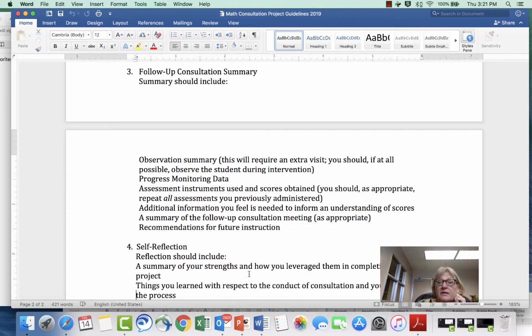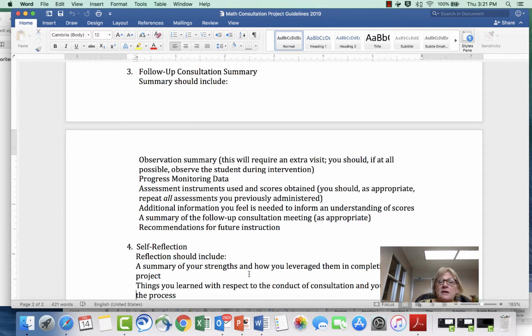You're going to go back, you're going to observe again. And if at all possible, you should observe the student during the intervention. So try to find out when you are going to be using the strategies and materials that were recommended. Go observe that. You're going to gather that progress monitoring data as you're going, and you're going to include that in your consultation summary. So what were we noticing throughout those weeks of intervention?